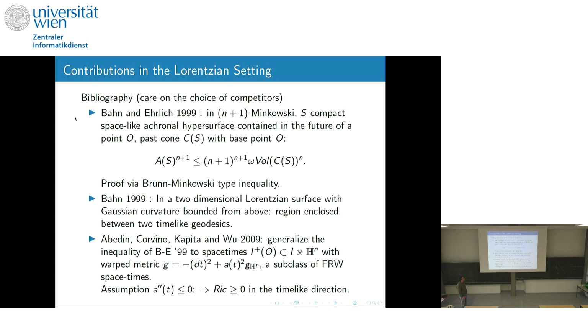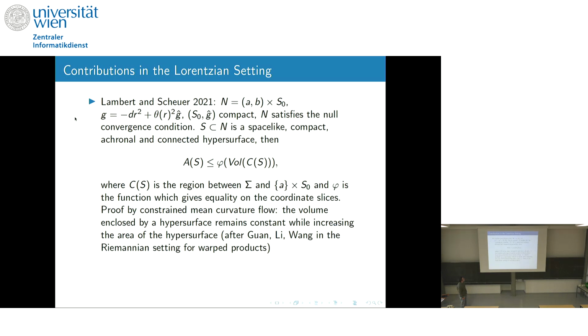including the assumption on the concavity of the weight, implying a lower bound on the Ricci curvature in the timelike directions. And another contribution, again in this setting where you have almost a warped product structure, is the one by Lambert and Scheuer 2 years ago. So here, the setting is a manifold N obtained as the product of a real interval with a compact hypersurface S naught, satisfying the null convergence condition.